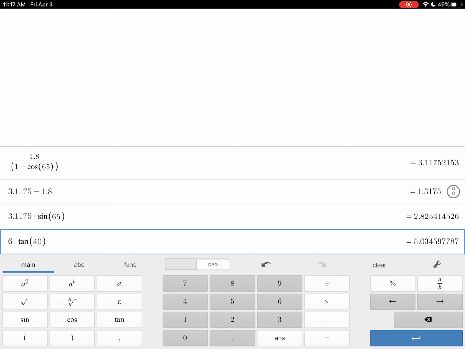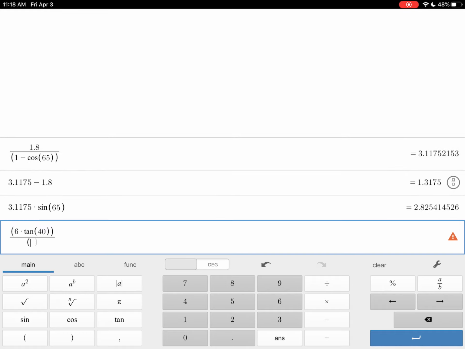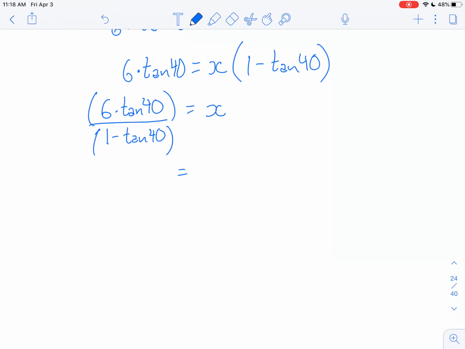Just to make it clear, I'm going to put an extra set of brackets around this whole numerator just so you guys can see exactly what I'm dividing by. And this whole denominator should be in brackets, 1 minus tan of 40 degrees. I'll put everything in brackets. So I've got my numerator divided by my denominator, and I get the answer of 31.29.